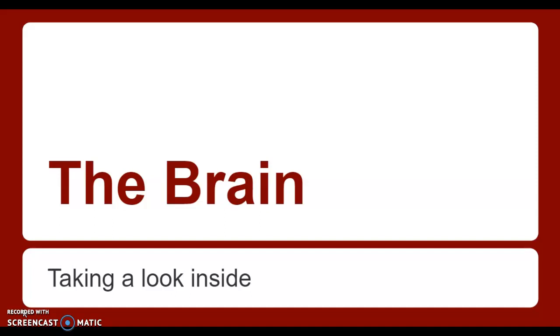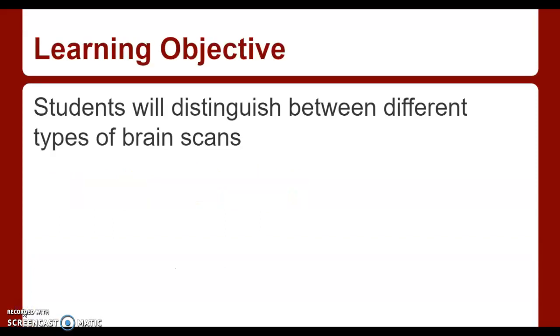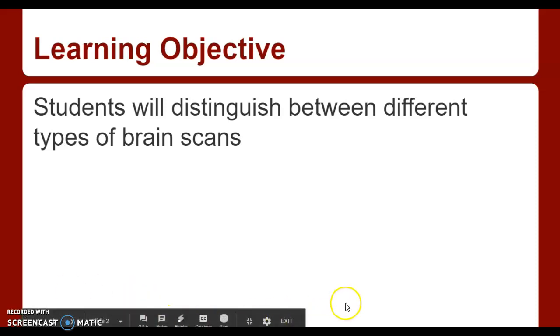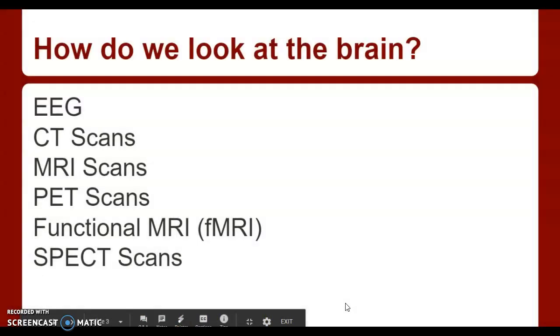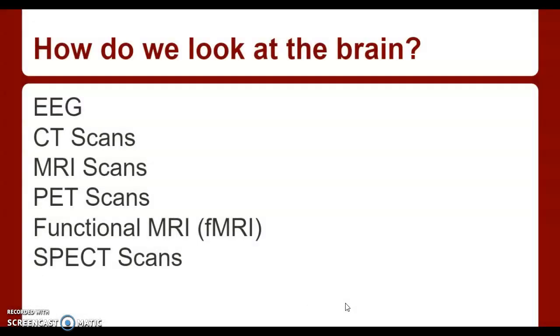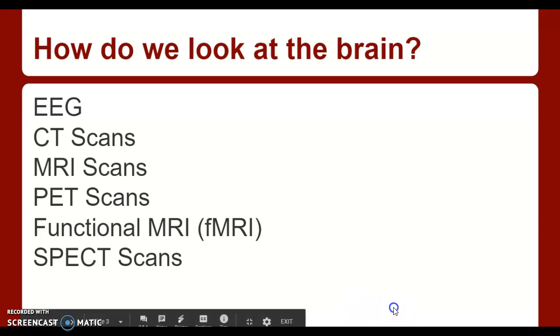So today what we're going to look at is the modern ways that we look at the brain. And hopefully by the end of this lecture, you're going to be able to distinguish between the different types of brain scans. So how do we look at the brain? Well, these are a list of the different brain scans we're going to look at today. You don't have to write all of them down because we're actually going to get to each one individually. And so just have some patience here.